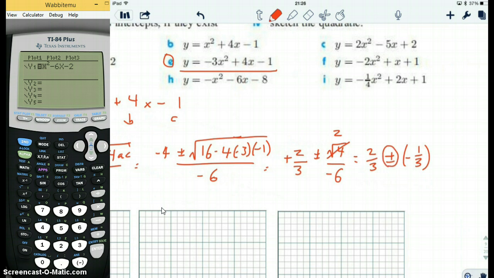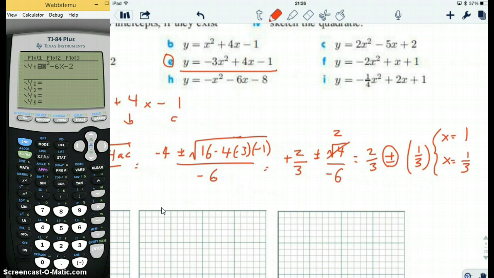Since it's plus or minus, it doesn't really matter that this is negative. We could just take out the negative sign. Instead of plus or minus, it'll be minus plus, but it's the same thing. So one of the solutions is x equals 2/3 plus 1/3, which is just 1. And the other solution is 2/3 minus 1/3, which is 1/3. So those are the two x-intercepts.